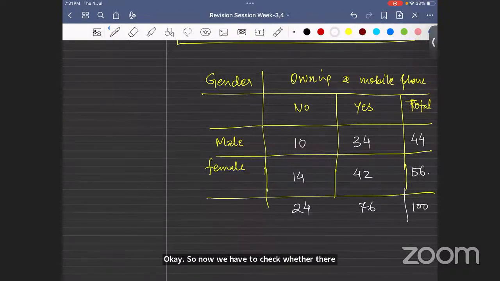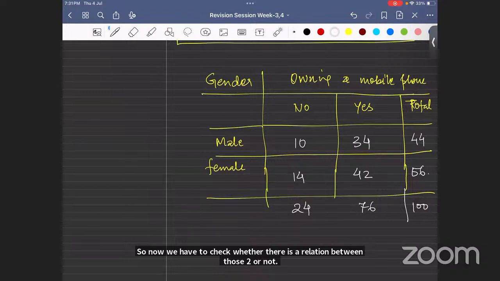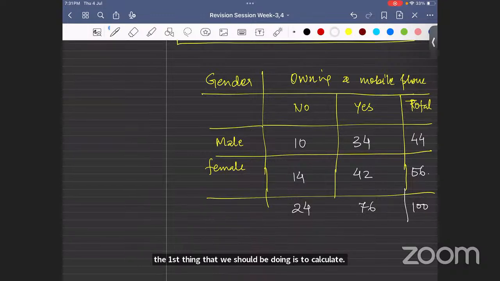The first thing that you should be doing is to calculate. There is some basic idea about this type of plot or diagram that has been given to you. You can calculate the row relative frequency or the column relative frequency. If both are almost the same, meaning if you are calculating the row relative frequency and the values that you are getting are almost the same for all the cases, then you can directly say that there is no association between the two categorical variables.